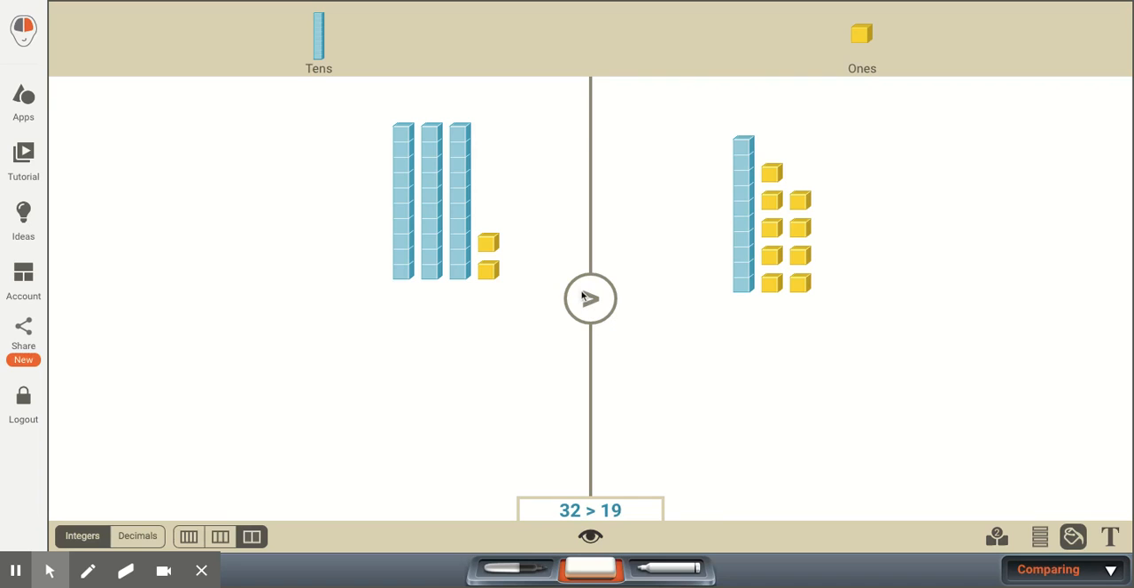And once again, this is the greater than symbol. We're looking at the symbol, and the width right here is greater. Therefore, our greater number goes on the left side, and 32 is greater than 19.